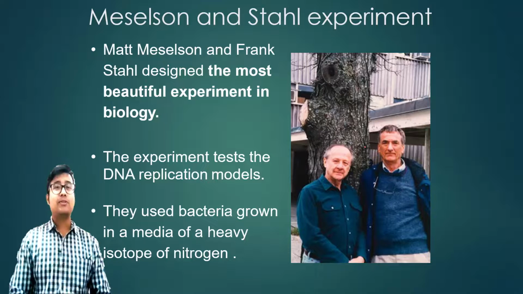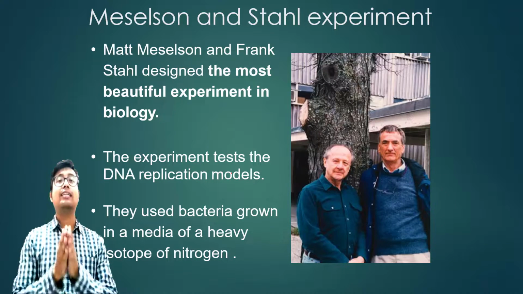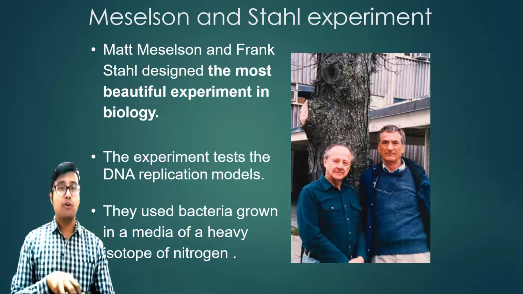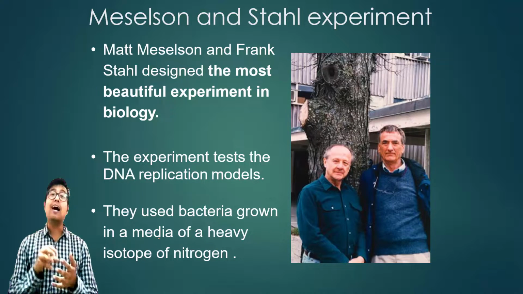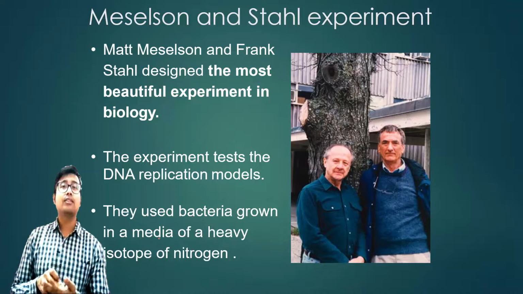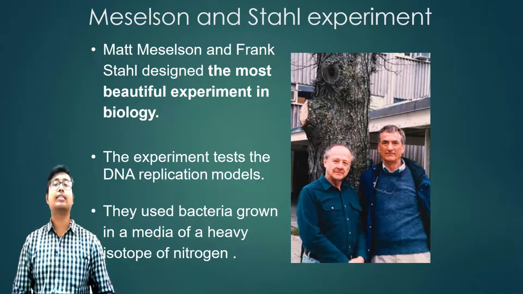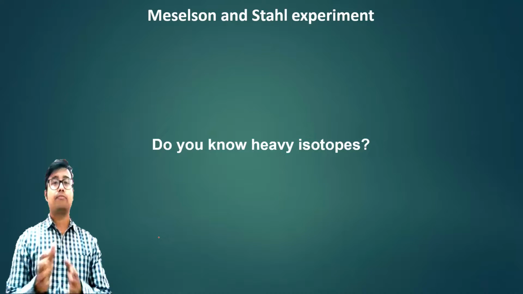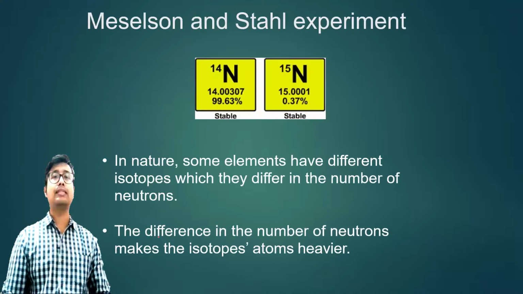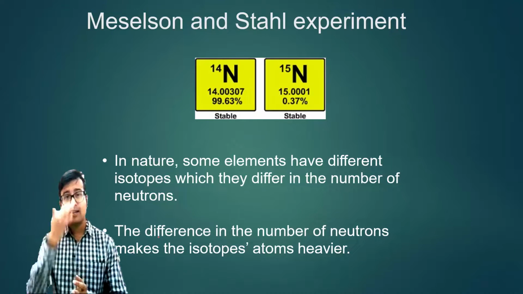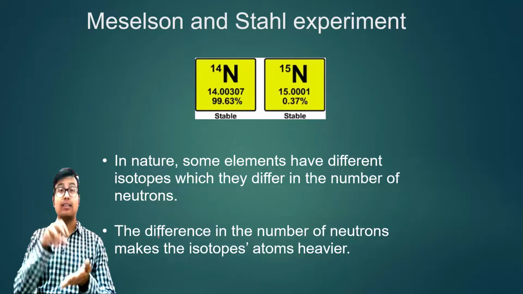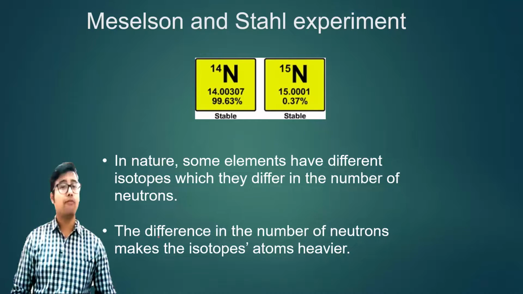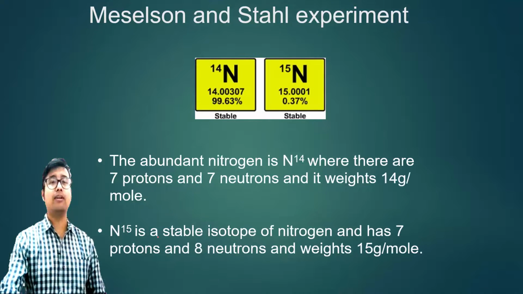These two scientists designed an experiment where they grew bacteria in a medium containing ammonium chloride, okay? But the nitrogen of that ammonium chloride, NH4Cl, was the heavy isotope of nitrogen. As you know, what's the heavy isotope? Heavy isotope is N15, right? N15, whereas the traditional isotope that we get all over in our atmosphere is N14, right? So N15 is a bit heavier than N14.